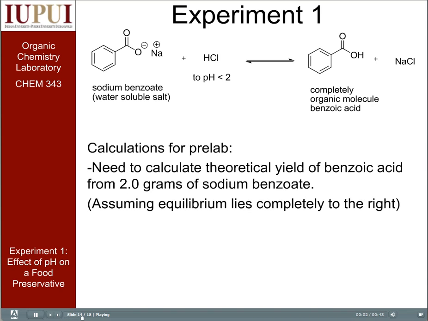So since we just calculated that at pH 2 or below, we're going to have almost exclusively the product, the equilibrium lies to the right. So from that, you guys are going to need to do a pre-lab calculation in your notebook that finds the theoretical yield of benzoic acid. So you're going to start with 2 grams of sodium benzoate, and then assuming that it goes completely to the product, what the theoretical yield is. So remember, use molecular weights to get to moles and find that theoretical yield. All this should go in your pre-lab calculation section of your notebook.